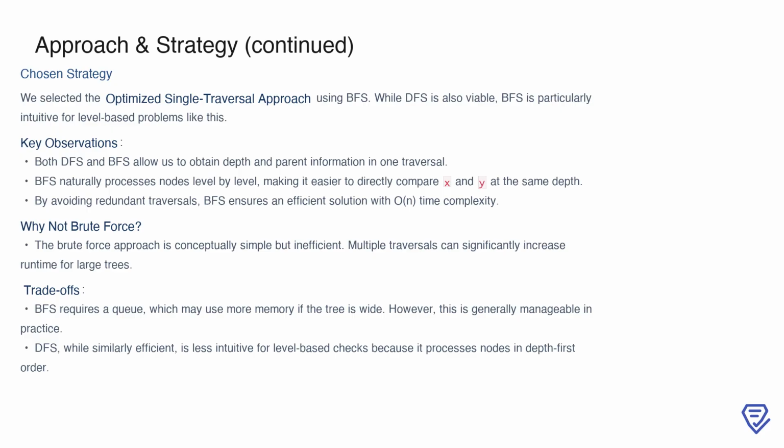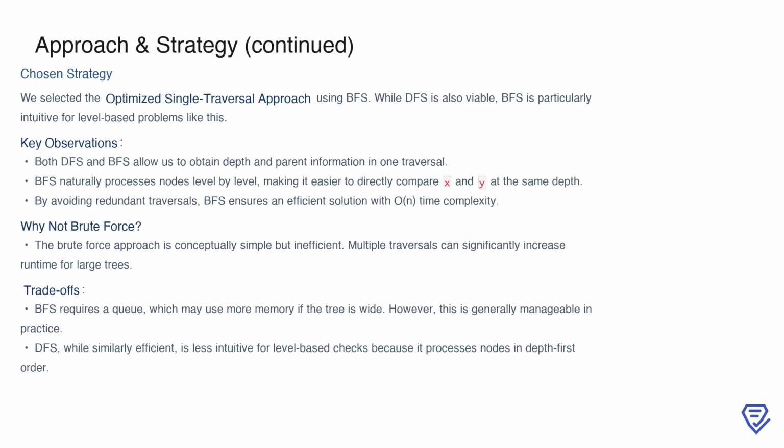The efficiency of O(N) time complexity is achieved by avoiding redundant traversals, which is critical for larger trees. On the other hand, the brute force approach, while conceptually simple, falls short due to its inefficiency, as it requires multiple passes through the tree.